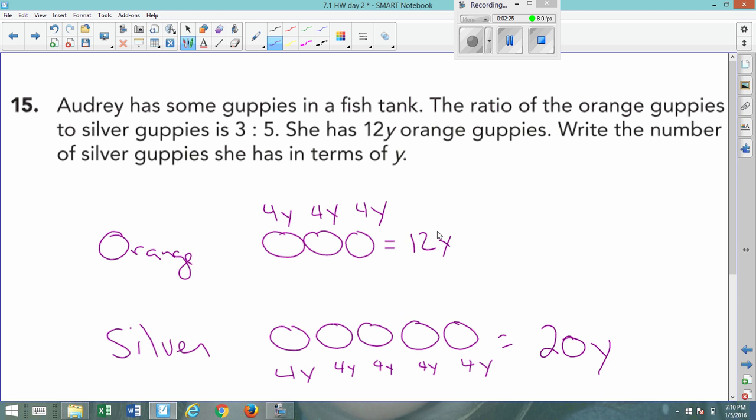Audrey has some guppies in a fish tank. The ratio of orange guppies to silver guppies is 3 to 5. She has 12Y orange guppies. Write the number of silver guppies she has in terms of Y. I immediately went to our modeling and I did 3 to 5. And then I set the orange equal to 12Y. Then I knew that I had to break that 12Y into 3 equal groups. So it's 4Y plus 4Y plus 4Y, which would be 12Y. Whatever we do to the top in a ratio, we do to the bottom. So I do 4Y five times. We get 20Y as our answer.